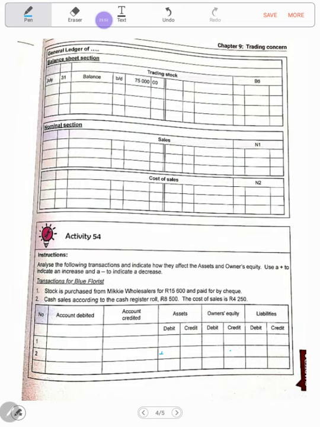And remember, grade 8s, you need to update the trading stock account. What happened to the stock when you made the sale? Trading stock decreased. Trading stock is an asset account, which means your account credited will be trading stock. Assets decreased by, what is the cost price we purchased it for? 4,250 Rand. And cost of sales will be debited because that is the expense.